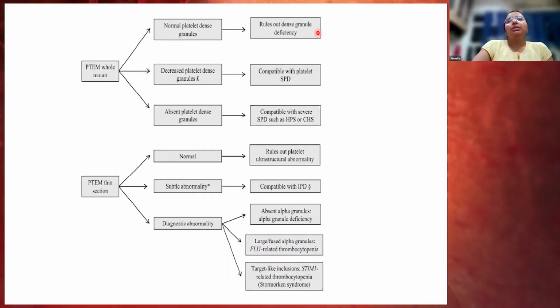So if we have a look at this, then the whole mount that we do is primarily for dense granule defect, and the thin sections are primarily for the alpha granule defects. And again, remember that the dense granule deficiency is not diagnostic of a single defect. So dense granule deficiency can occur in multiple disorders such as Hermansky-Pudlak and Chediak-Higashi also. Similarly, alpha granule defects can be in multiple disorders such as the gray platelet syndrome, the Cleveland related thrombocytopenia, etc.